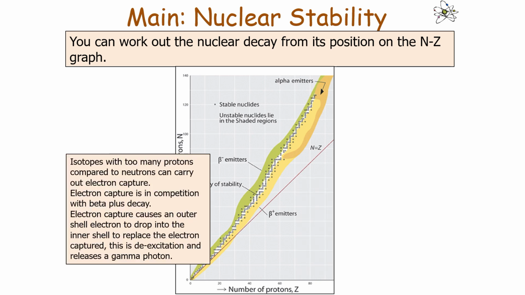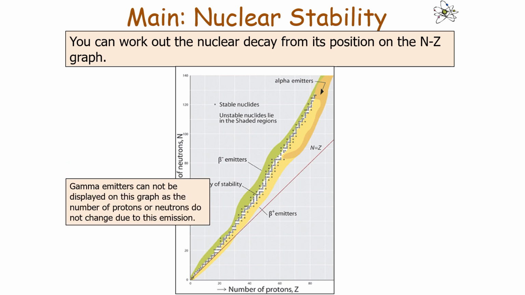Now, isotopes with too many protons compared to neutrons can carry out beta plus emission, or they can carry out electron capture. So electron capture is in competition with beta plus decay. Electron capture causes an outer shell electron to drop into the inner shell to replace the electron captured. This then carries out de-excitation and releases a gamma photon. Now, it's important to note that gamma emitters cannot be displayed on this graph, as the number of protons or neutrons do not change due to this particular emission.